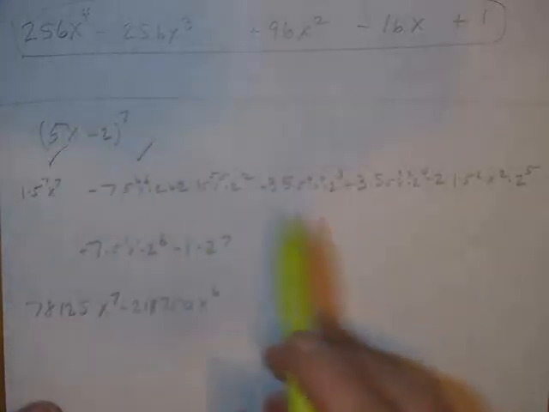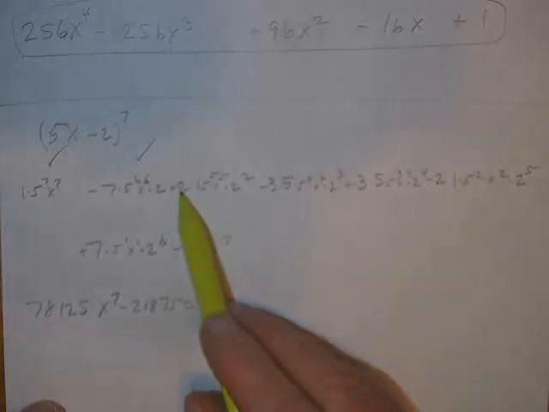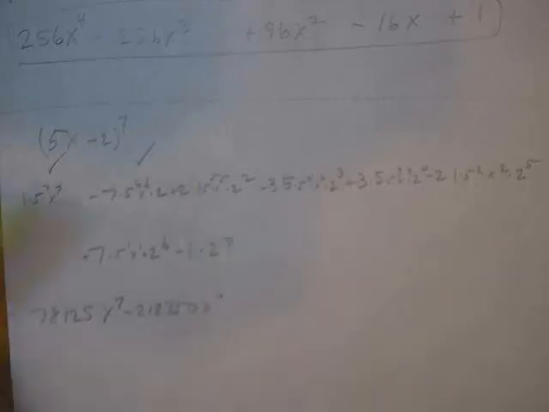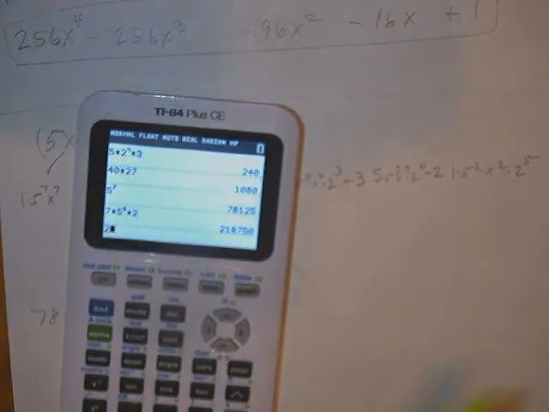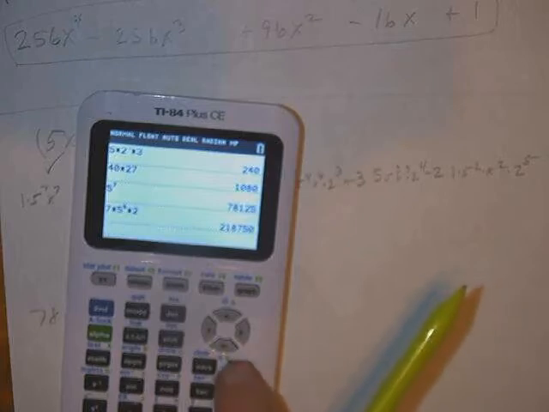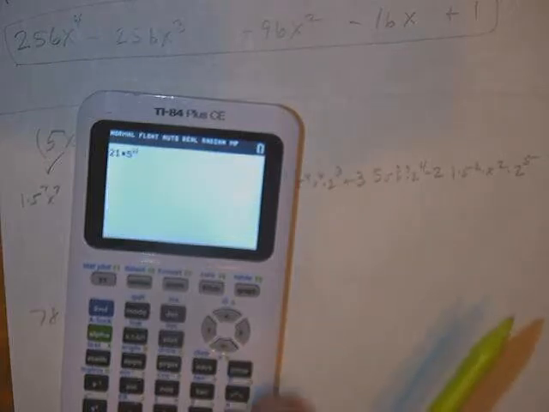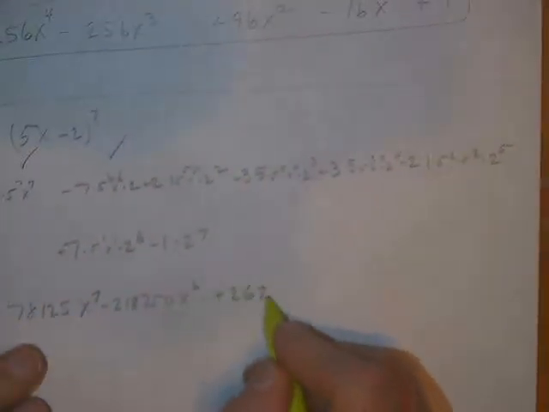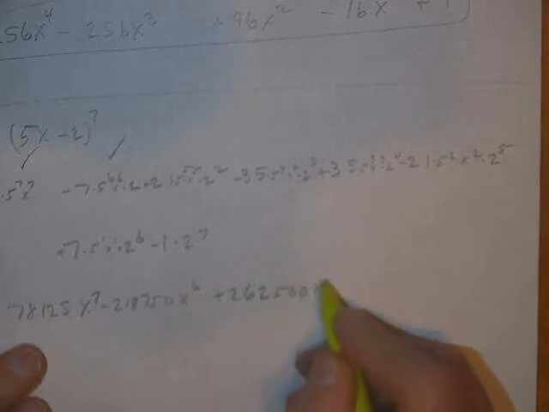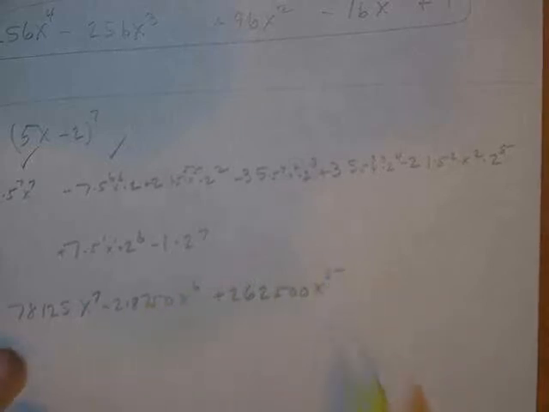So that was this one. I'm right here. Is that 21? Yeah. 21, 5 up to the 5th, times 4. 262,500 x to the 5th. Okay, that's this one. Notice I'm just plugging away at these.